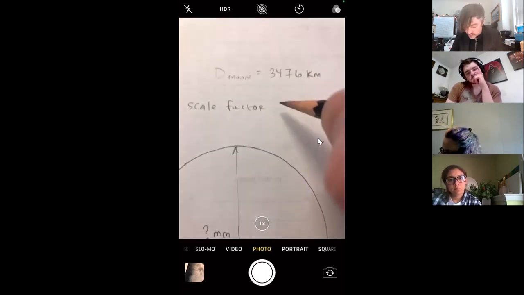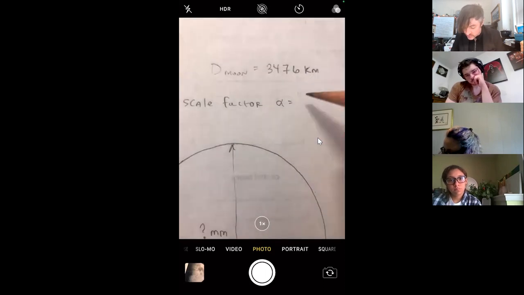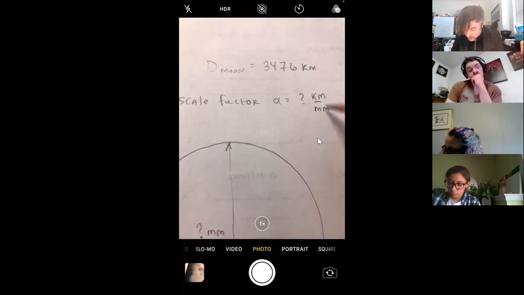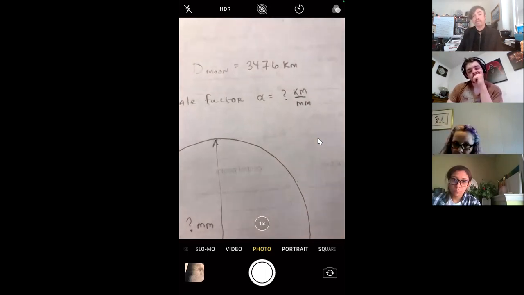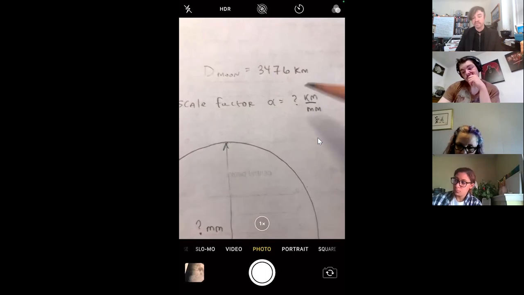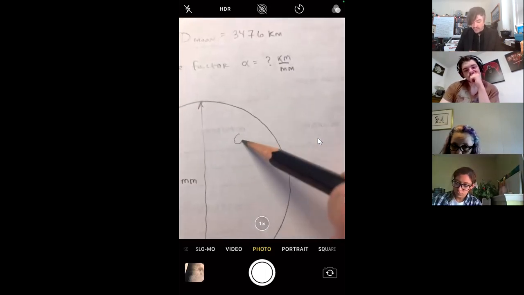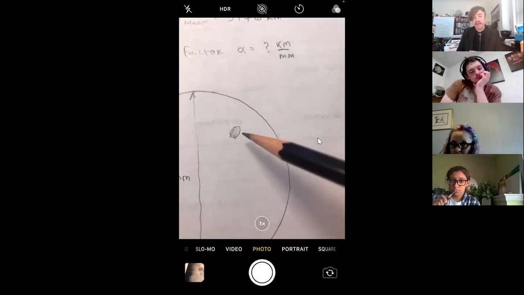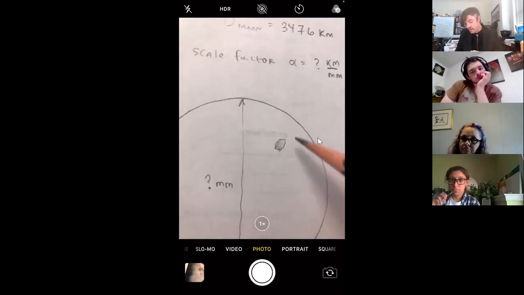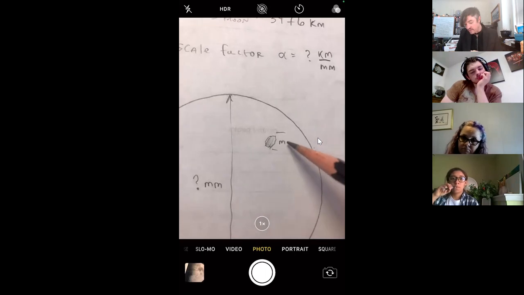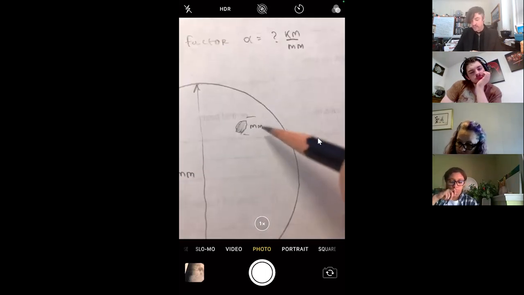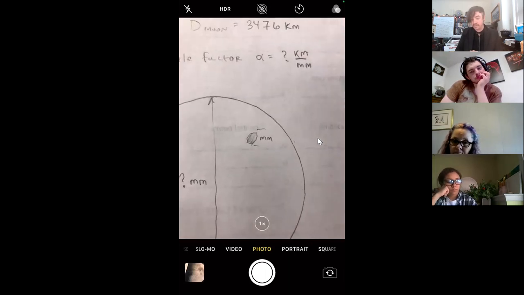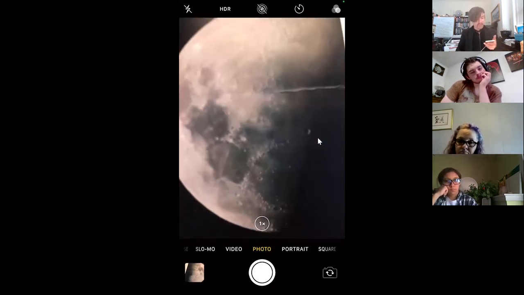My scale factor is going to tell me how many kilometers are covered in 1 millimeter on the page, kilometers per millimeter. Because when I look at a crater or a feature on the moon, it's not always obvious to me how big that thing is. If I can measure its size in millimeters, I can multiply by my scale factor to convert to kilometers. So let's do that with our photograph, okay?